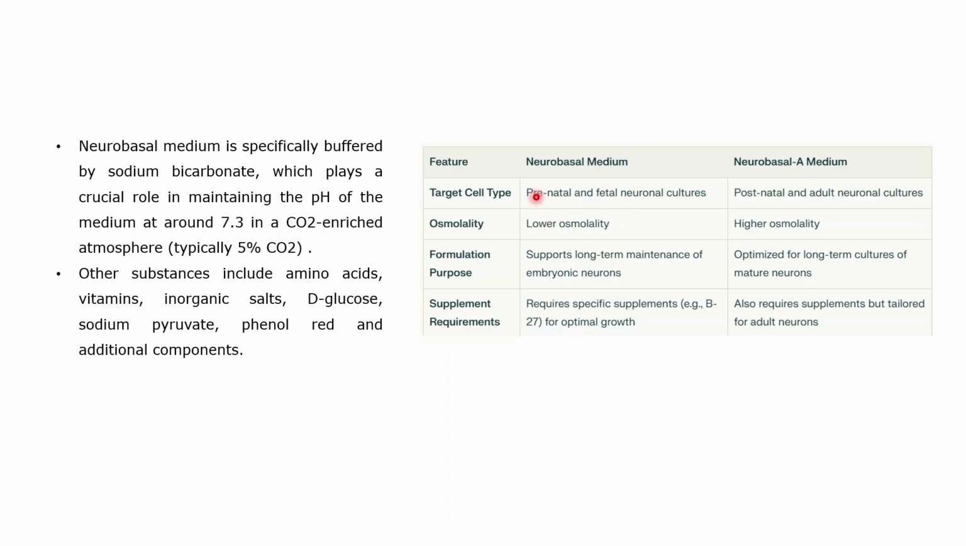Neurobasal or B27 is used to grow prenatal or fetal neuronal culture, while neurobasal A media is used to grow postnatal, after birth, as well as adult neuronal cells. Neurobasal consists of low osmolality, about 220 milliosmoles, while neurobasal A has a higher osmolality, about 260 milliosmoles, and is used to grow mature neurons. Specific supplements are there for optional growth, and the components in NB27A also vary. So I suppose this is clear.